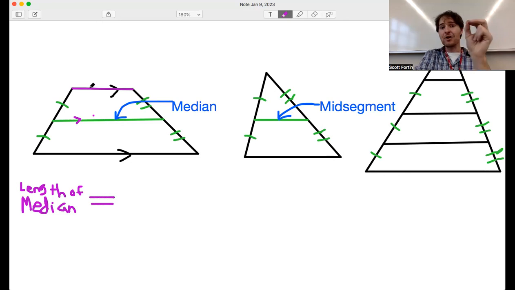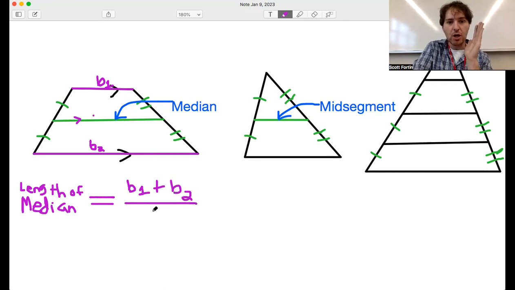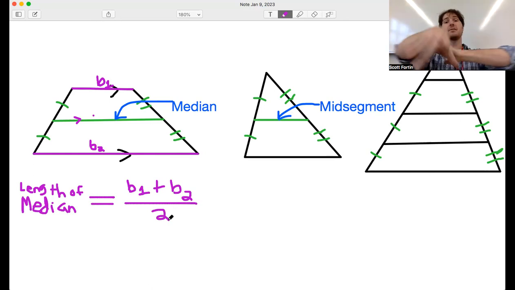Because in an area formula, they call this base something, they call it B1, base 1. And they call this here base 2. That appears in the area of a trapezoid formula, B1 and B2. And how does it appear in the area of trapezoid formula? Well, it's B1 plus B2 divided by 2. So to get the length of the median, I simply add the 2 lengths of the bases and divide by 2. It's the average length of the bases. That's what the median is.